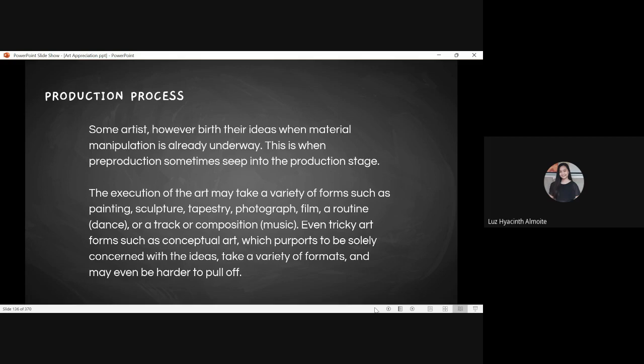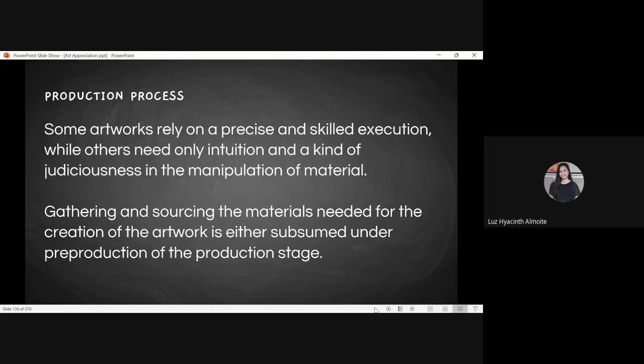So, hindi lang yung mga live performance or live art. Pati yung mga literary artwork or ideas, kasama din or meron din silang mga patterns para magawa yon. So, gathering and sourcing the materials needed for the creation of the artwork is either some other reproduction or the production stage. Either way, materials form one of the most crucial aspects that inform the direction, quality, and the final output itself.